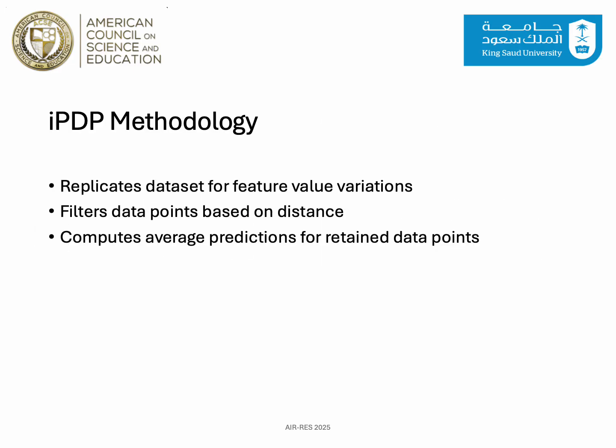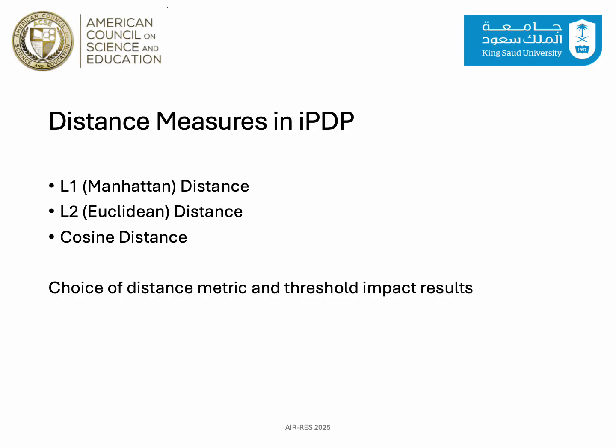In summary, the IPDP methodology replicates the dataset for feature value variations. Then it filters data points based on distance and computes the average predictions for the retained data points. Distance measure and threshold both affect the output of IPDP. Because we accept data points below the distance threshold, if the threshold is too low, then very few examples will be accepted and the PDP will not be smooth. Note that since distances are normalized to a value between 0 and 1, setting the threshold to 1 converts IPDP to PDP.